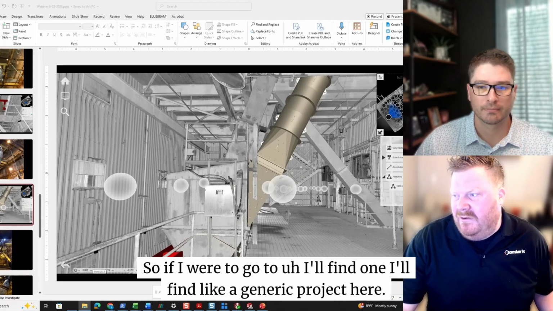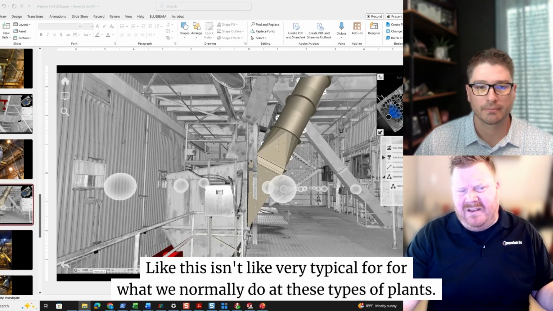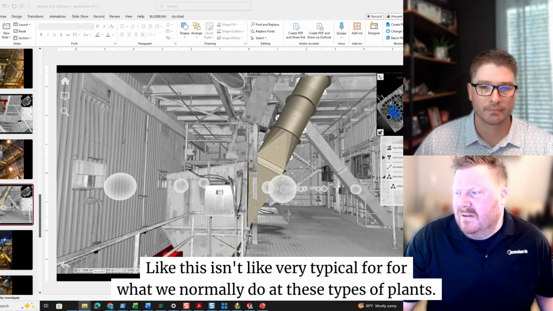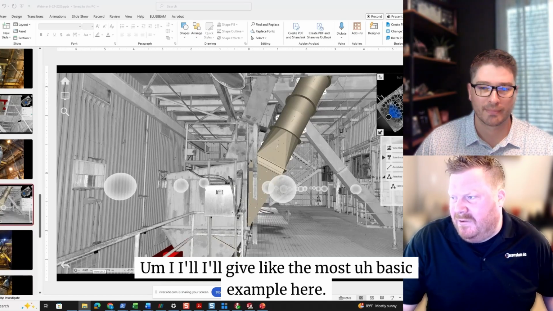So if I were to go to, I'll find one. I'll find like a generic project here. Yeah, because this is more unique. This isn't very typical for what we normally do at these types of plants. I'll give the most basic example here.